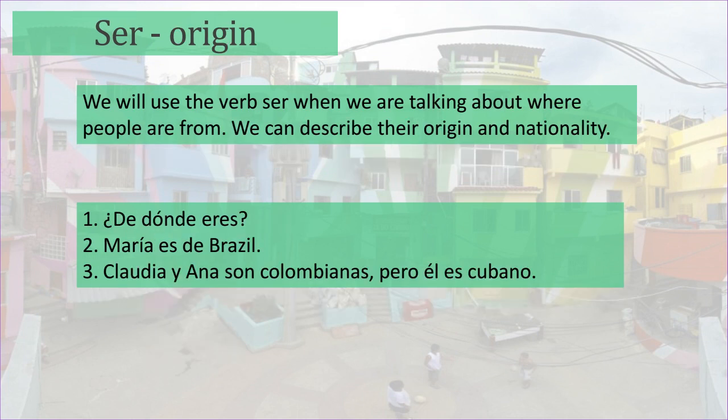Talking about people's origin is really easy using the verb ser. A lot of times we will ask the question ¿De dónde eres? which is where are you from? The other example, María es de Brazil. So Maria is from Brazil. And then the last one, Claudia y Ana son colombianos, pero él es cubano. So Claudia and Ana are Colombian, but he is Cuban.